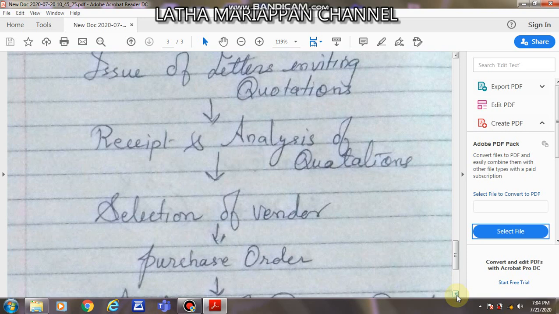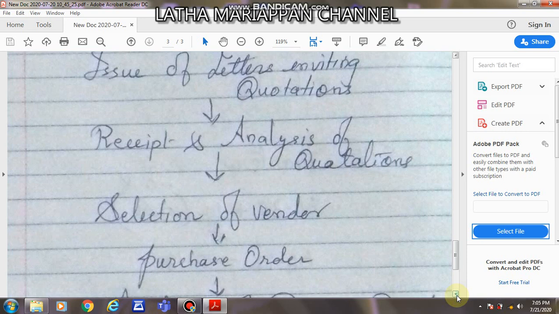Okay, the next one is selection of vendor. It is not always necessary to select the vendor who offers the lowest price and the most favorable terms and conditions. So the purchasing executive has to consider various other factors. Not only low price and favorable terms and conditions, other factors are also involved. Before selecting the vendor you have to consider them. So what are the other factors?